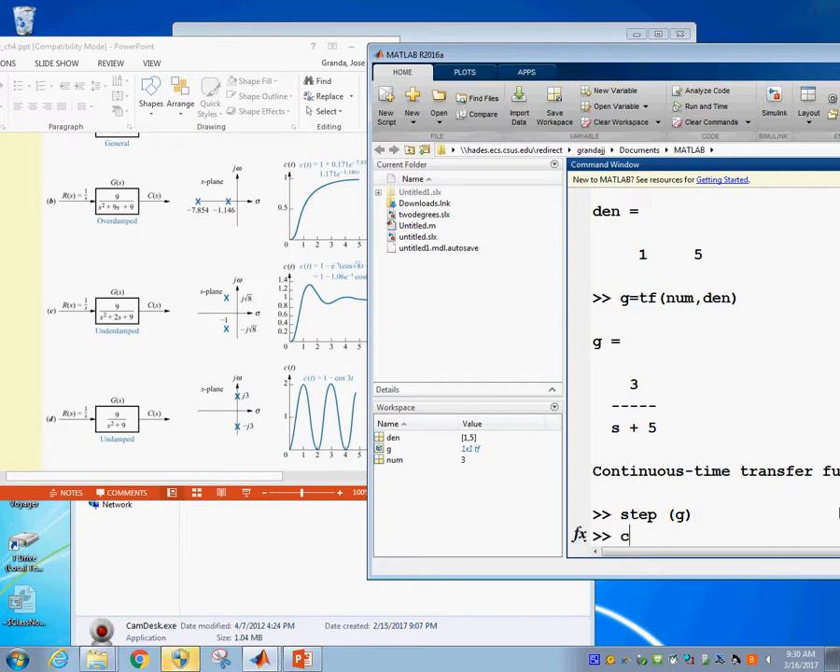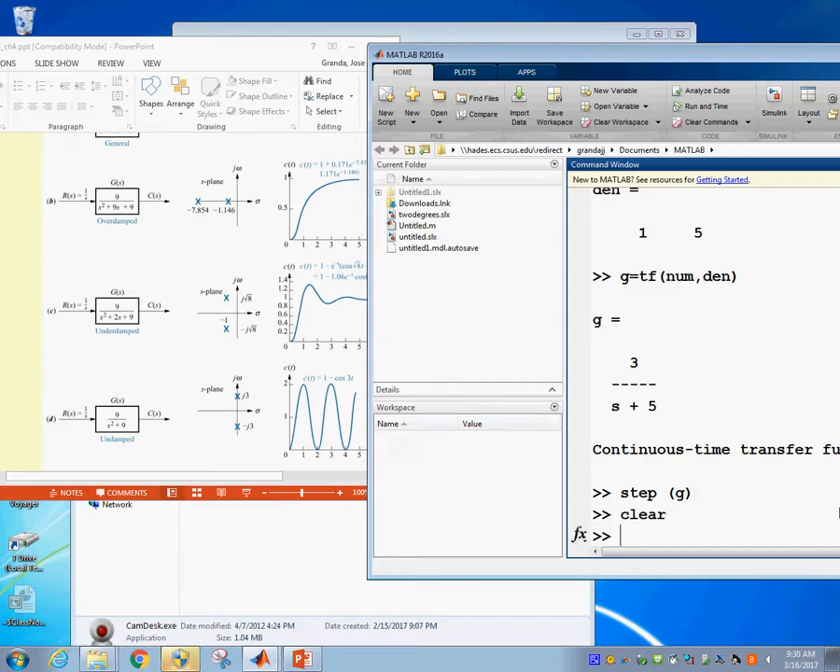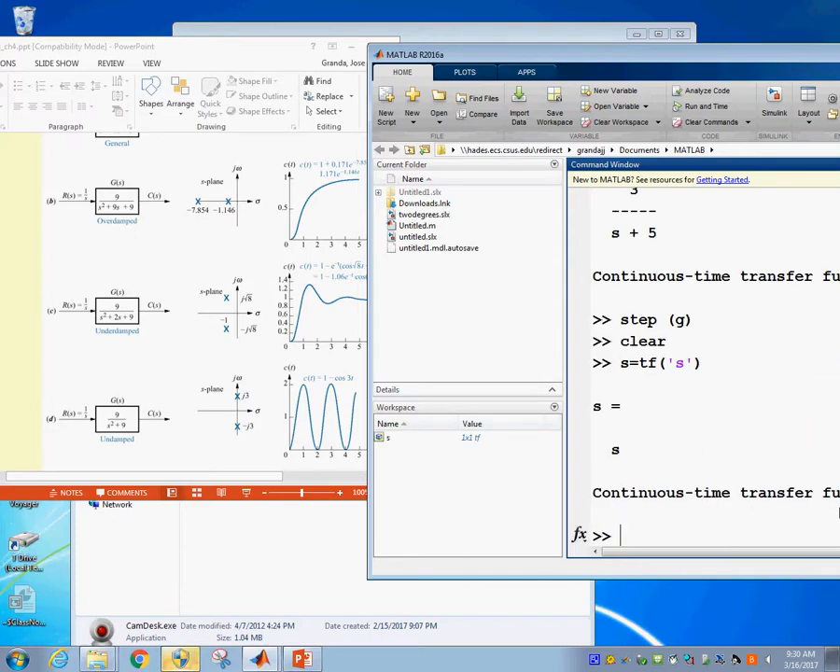I am going to clear everything that I did, so I don't have any values or definitions in the workspace. I'm going to define the variable s as being of type transfer function, like that. Okay, it says continuous transfer function, the variable s. So I am going to describe this transfer function to the computer, entering it just as if I were writing it on paper.